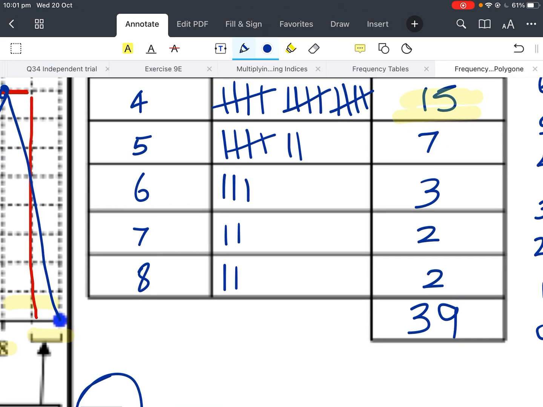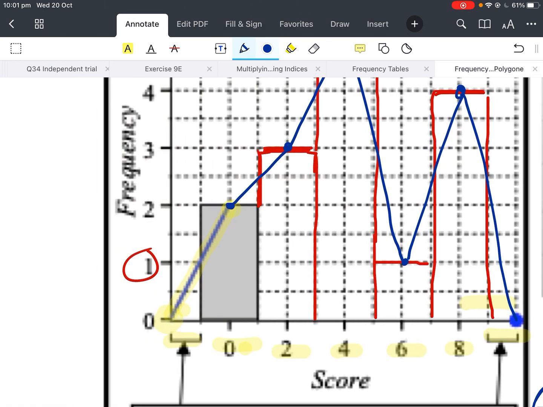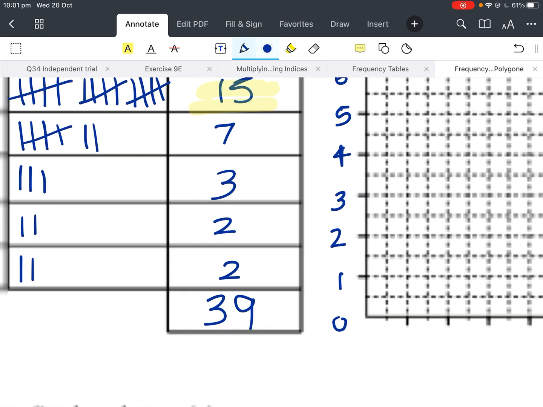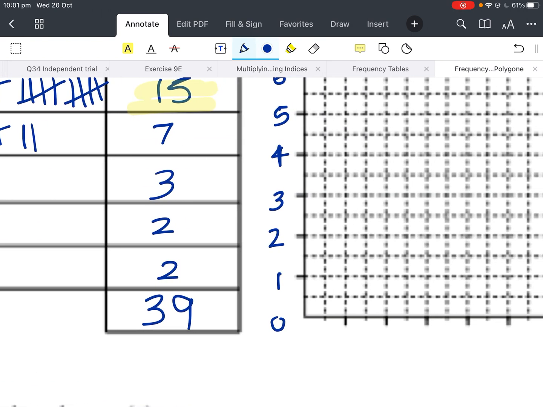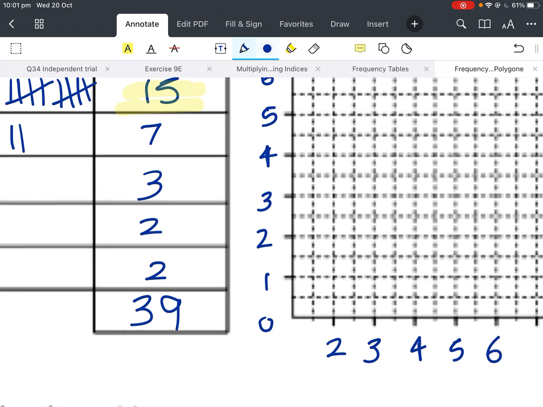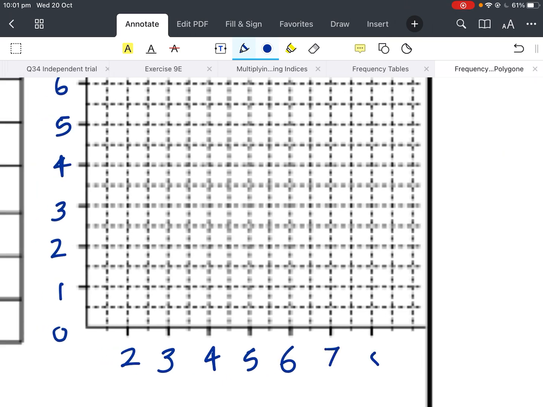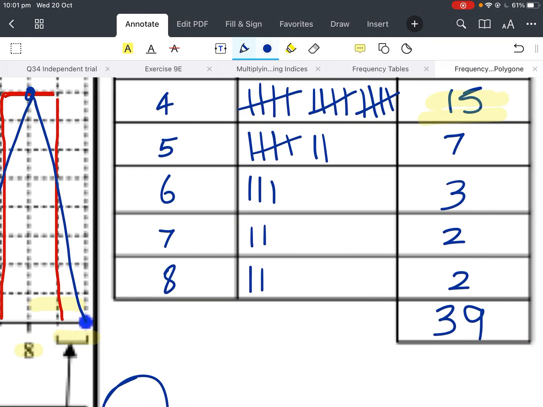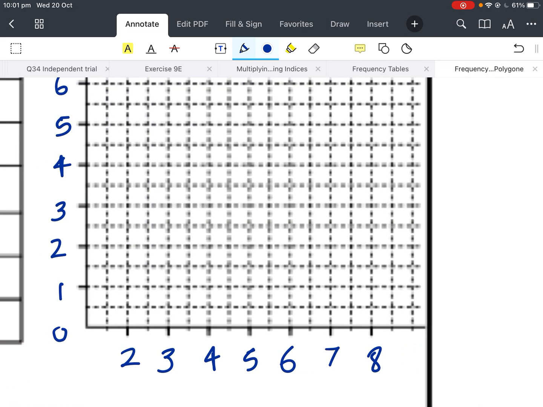So 2, 3, 4, 5, 6. Remember over here, they started 2 boxes in before they put the number. So let's do the same. They've put little strokes for us, but that's what you have to do as well. So I think the first number was 2, then it went 3, 4, 5, 6, 7, 8, and 9. Oh, do we have a 9? We don't, do we? Silly me. All right, get rid of 9.